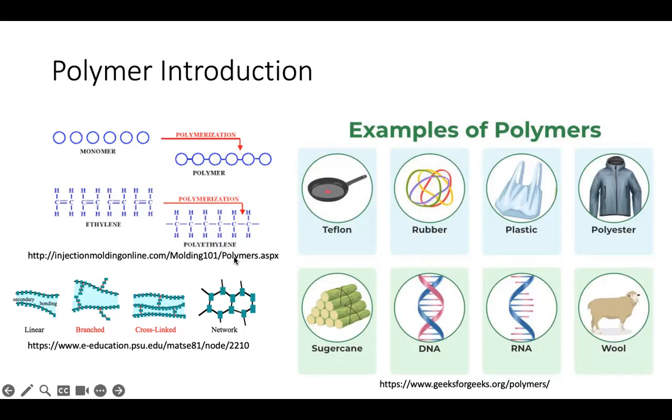Polymers can be found in different molecular structures. We can have a linear polymer, a branched polymer, which has side chains, and also cross-linked polymers, which are connected by those branchings, as well as a network polymer. These different types of structures can specifically determine what type of application the polymer has and its purpose.